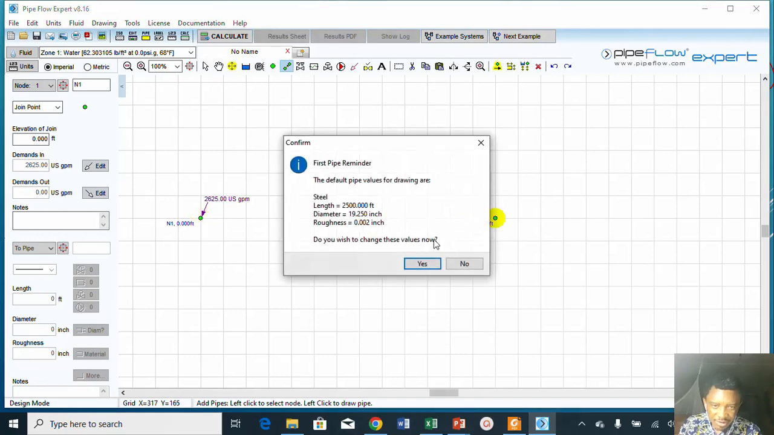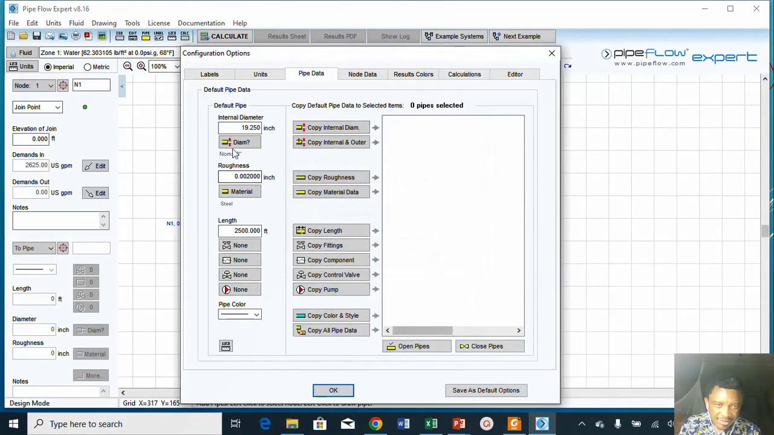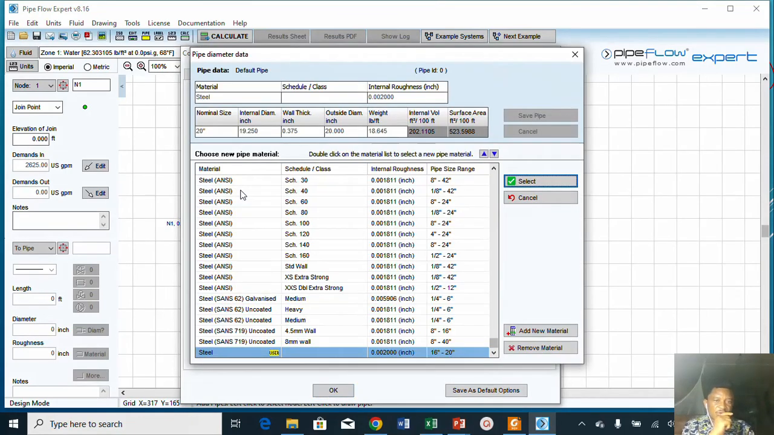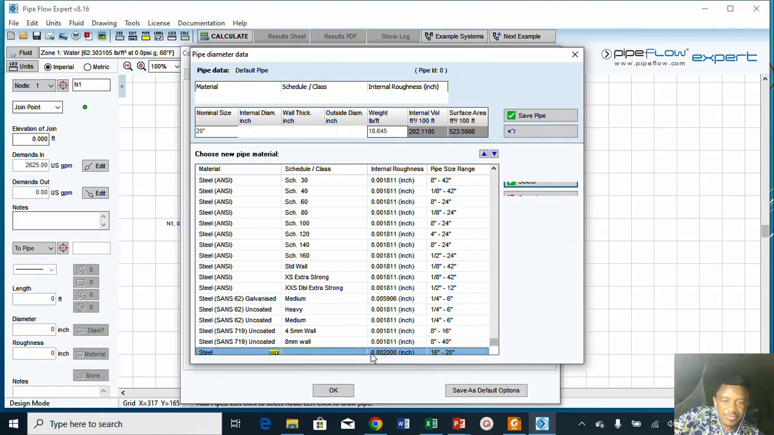to this point. Now we need to also define the material. The material in this case, they said the roughness. Okay, I have added this material before when I was doing a particular job, the one I did last. So I will still use this steel because the material is of internal roughness 0.002, which is the same with this particular question. So I will make use of this.